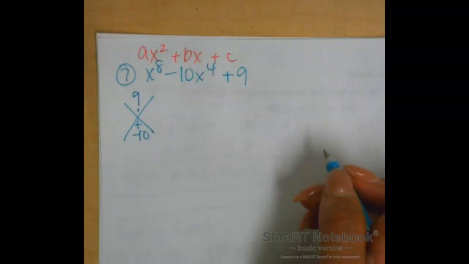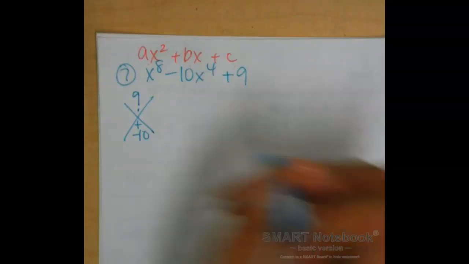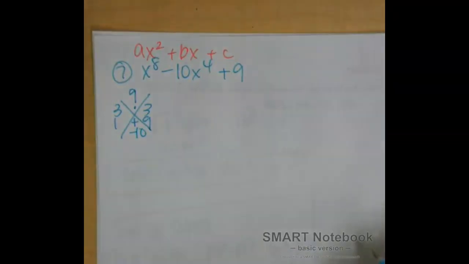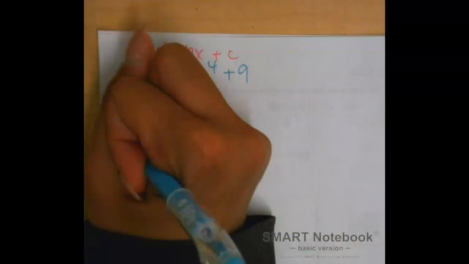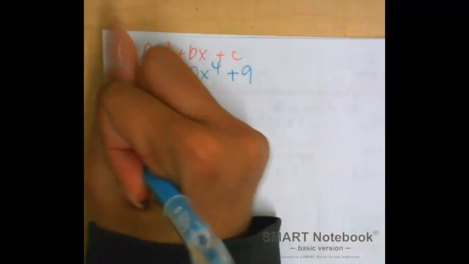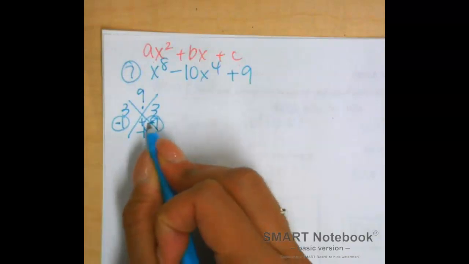Let's start simple. Give me the multiples for 9. Is there any group of those numbers that will add up to negative 10? So both of those are negative. This is a negative 9.